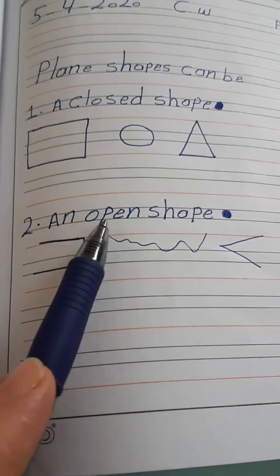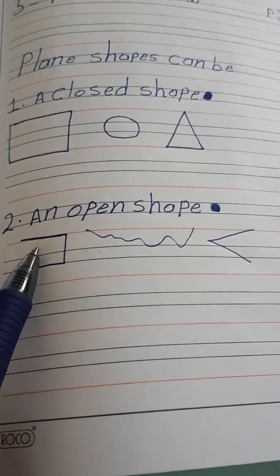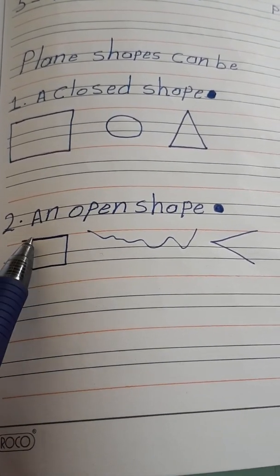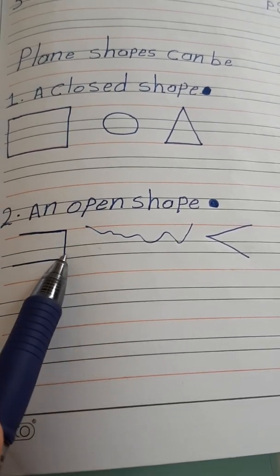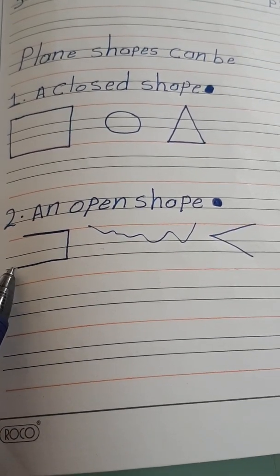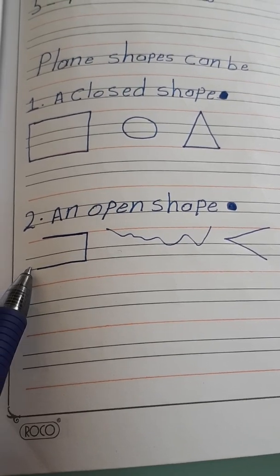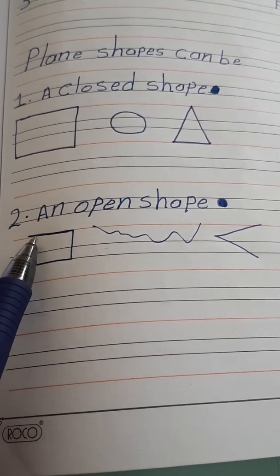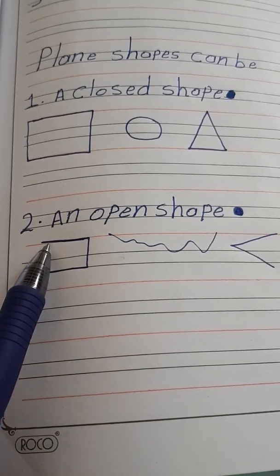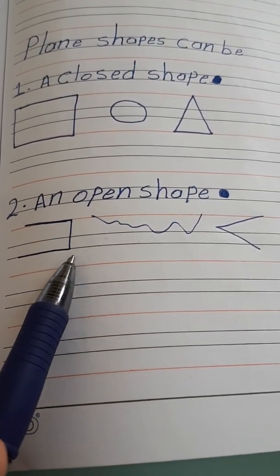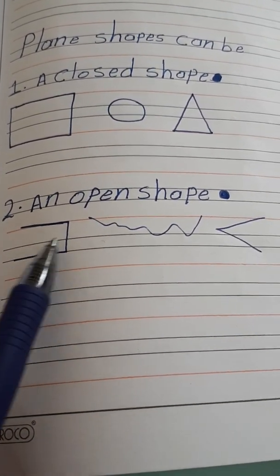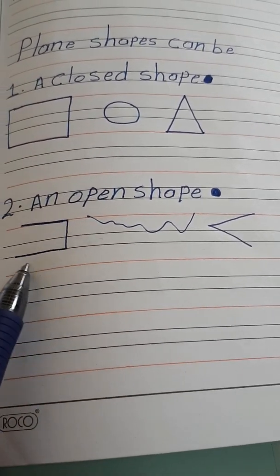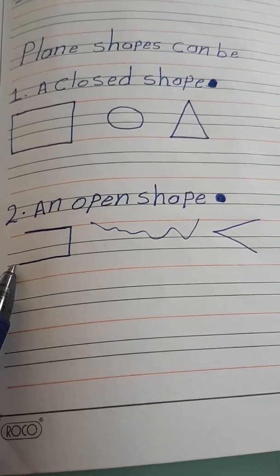What about an open shape? I start from here, and do I end at the same point? No. So an open shape starts from a point and ends at another point. I start from this point and I will end at another point, not the same point.